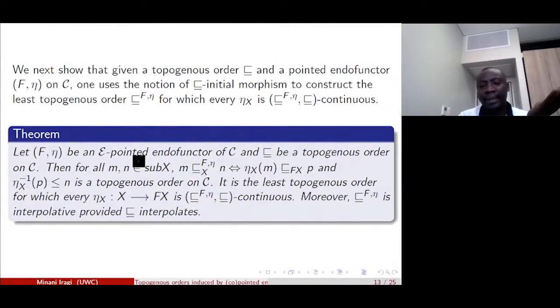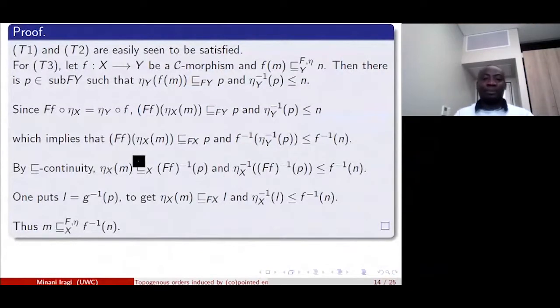The proof has 3 steps. We have only to check that the newly constructed topogenous order is indeed a topogenous order. That means it satisfies the 3 axioms of the topogenous order that we got earlier on. We need to show that it is the least one, that means if one finds another topogenous order such that each eta x is continuous with respect to the old one, then it must be finer than the newly constructed one. So this is the proof.